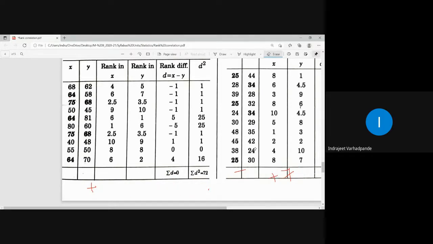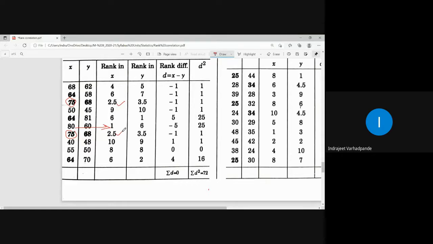Look at the column in X, which is the highest number? 80. 80 is the highest number. Assign rank as 1. Next to 80, the two numbers are there, 75. By numbering in sequence, their rank would have been 2 and 3. But as the numbers are same, we take the average. 2 plus 3 divided by 2 is 2.5. So their ranks are 2.5, 2.5.